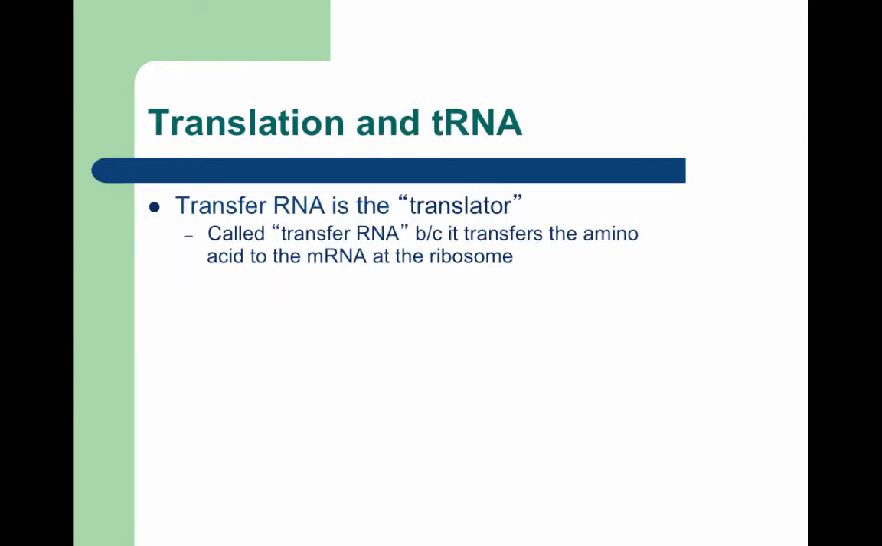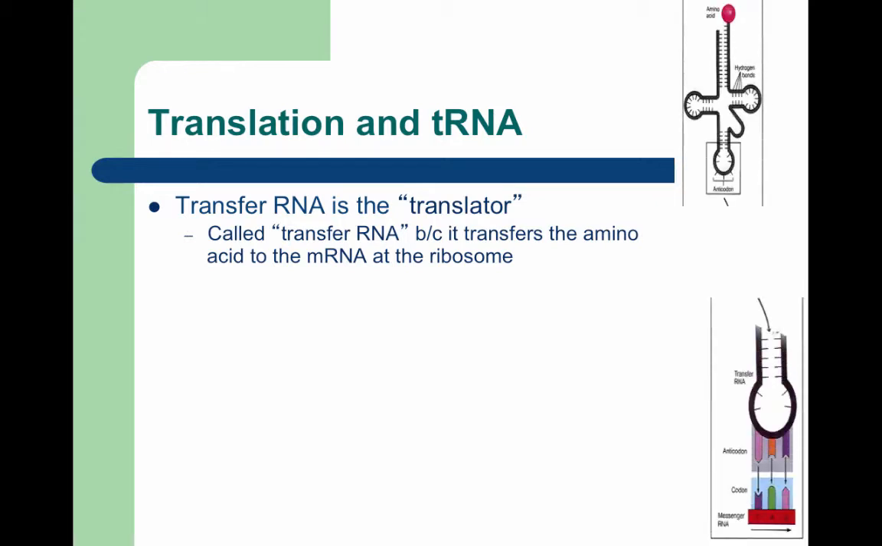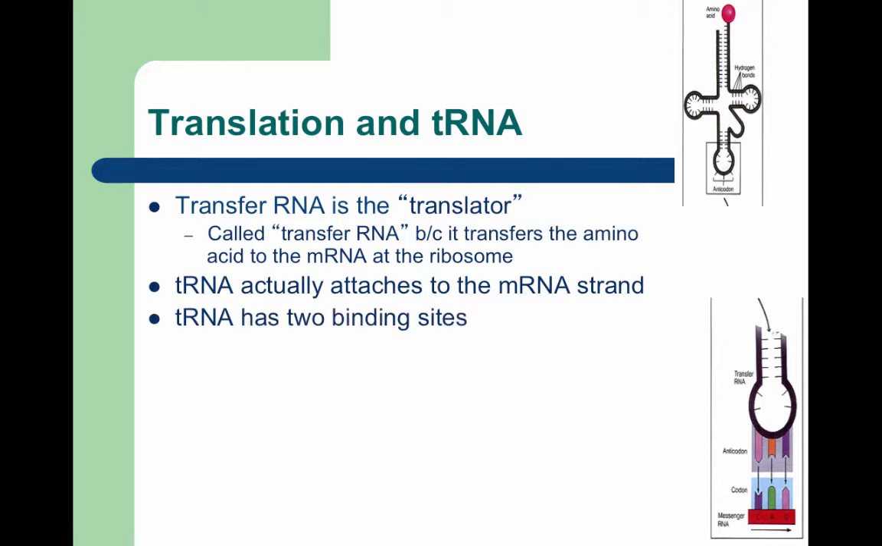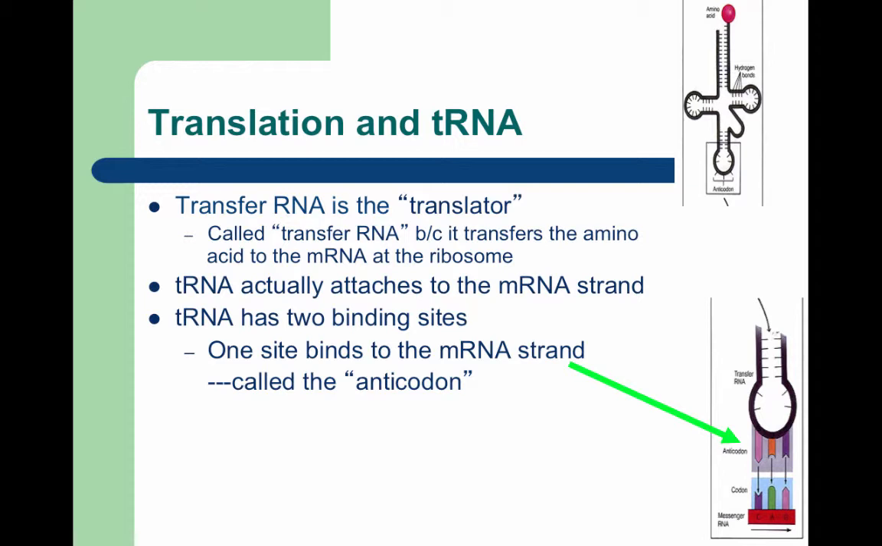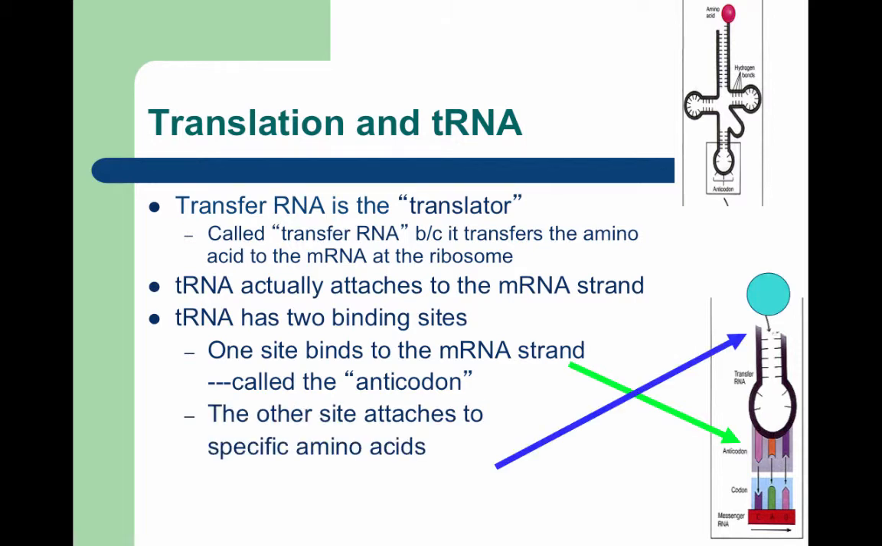tRNA actually acts as the translator because it transfers the amino acids to the mRNA at the ribosome. So it's this T-shaped molecule, and it attaches to the mRNA strand. It has 2 binding sites. Binding site 1 binds to the codon on the mRNA strand. On the tRNA, that's called the anticodon, the opposite of the codon. And then on the other side is the specific amino acid that relates to that codon. So it carries the anticodon on one end and that specific amino acid on the other.